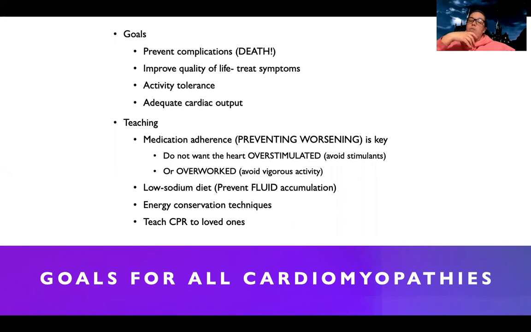I also want to avoid the heart being overstimulated, so I'm going to avoid any sort of stimulants. I also don't want it to be overworked, so I'm going to avoid vigorous activity. A low sodium diet can help to prevent a lot of the fluid accumulation that can commonly happen in patients with cardiomyopathies. I'm going to teach them all those energy conservation techniques so they can have a good quality of life. And their loved ones are probably going to need to learn CPR because a lot of them are going to be at risk for sudden cardiac death. So I want their family to be prepared and know what to do in an emergency situation.